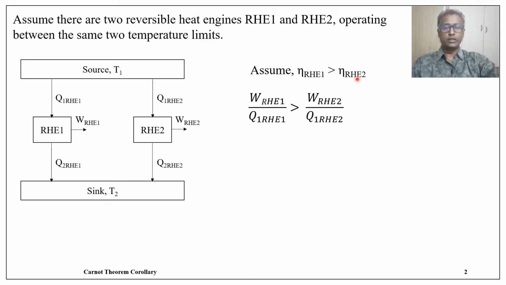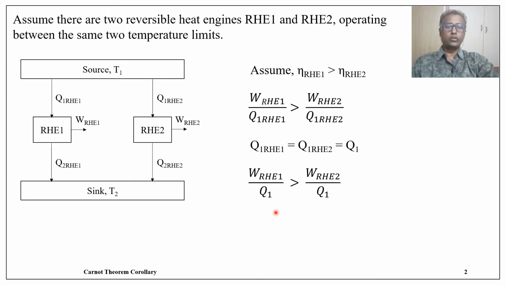Again, assume the heat added or supplied to both the engines is equal, let the quantity be equal to Q1. Substitute this value in the efficiency equation, we get like this. Since Q1 is the same for both the cases, we can write work delivered by reversible engine 1 is greater than work delivered by reversible engine 2.